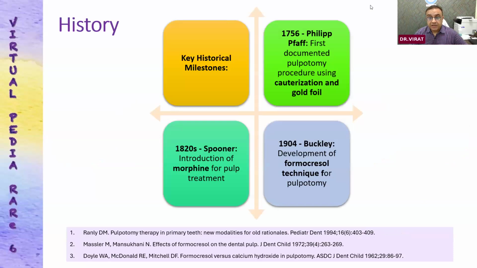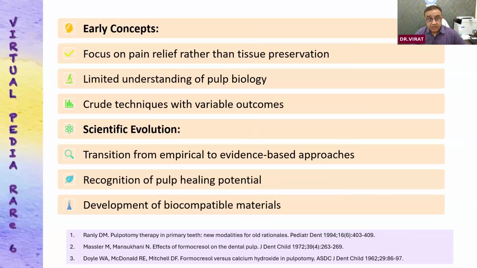History dates back to 1756, when Philip Pfaff first introduced the pulpotomy procedure using cauterization and gold foil. Later in the 1820s, Spooner introduced the use of morphine for pulp treatment. And then in 1904, Buckley developed the formocresol technique for pulpotomy. The earlier concepts were focused mainly on pain relief rather than regeneration, owing to the limited knowledge of pulp biology. With more histological evidence in the later part of the 20th century and the introduction of biocompatible materials, the focus shifted to regenerative pulp therapeutic procedures.